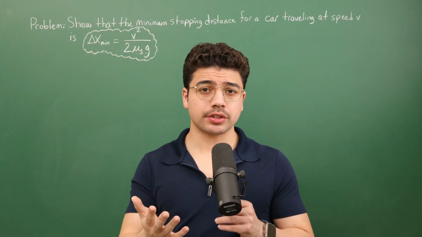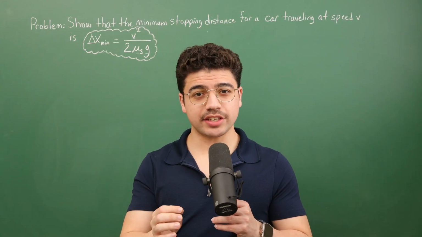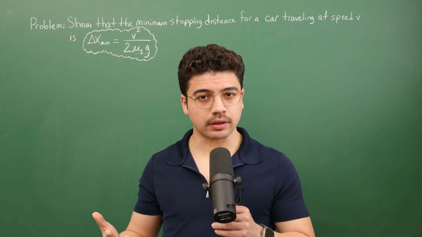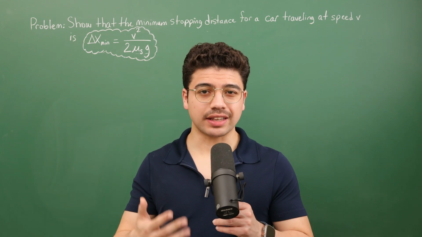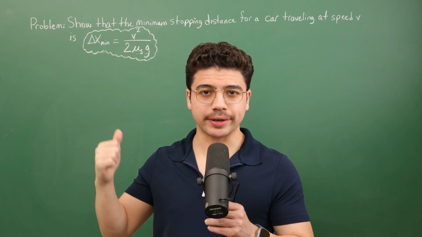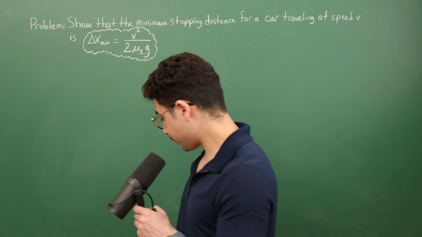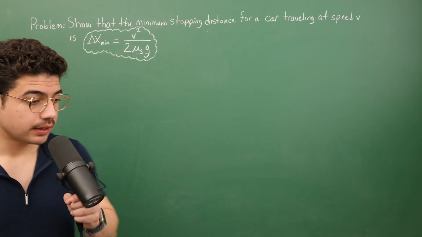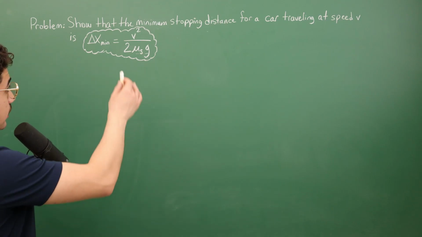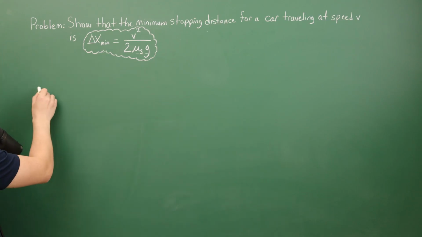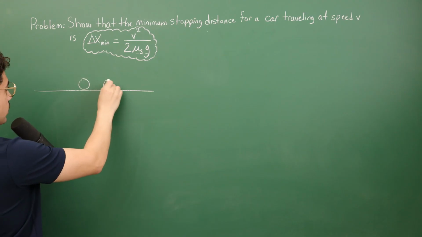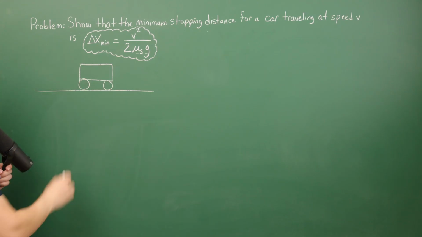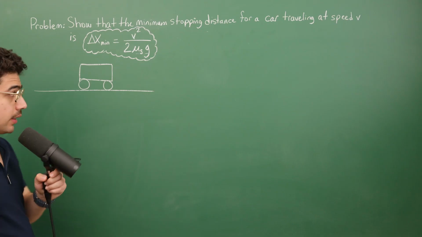So here's what we're going to do. We're going to first start by sketching a picture of what's going on, and then we're going to make some reasonable assumptions that are going to allow us to get to this final equation. So let's go ahead and draw our picture. I'm going to imagine that this is a car and it's going to be driving along on a level road. So that's already one assumption you can name. It's just a flat road.